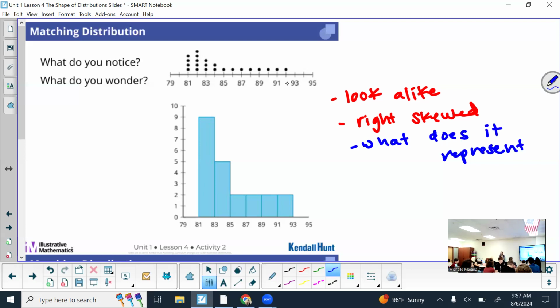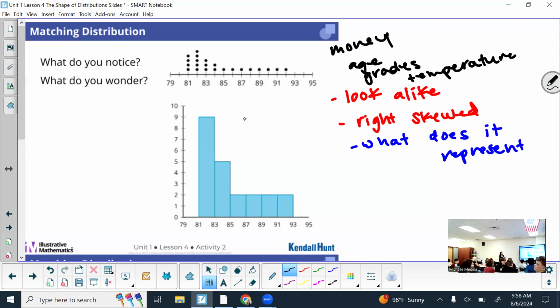Money, I heard, over here. Money as well. What else could possibly start at 81 and end at 92? Yes. Age. What else? Yes. Grades. One thing I thought of was temperature. So without a label for what this represents, it really could be any of these.